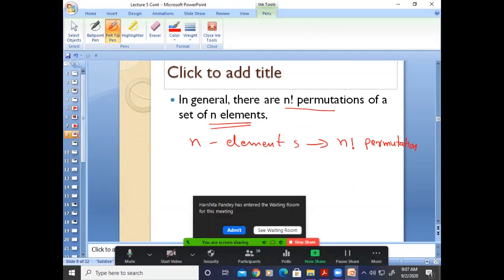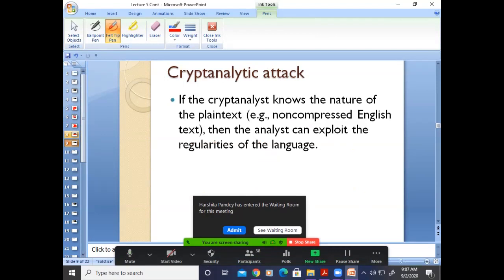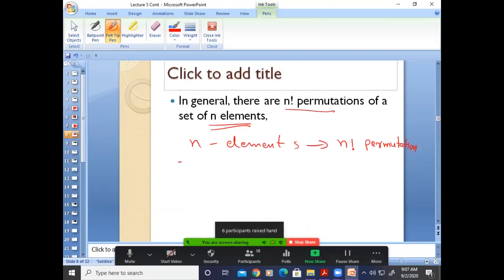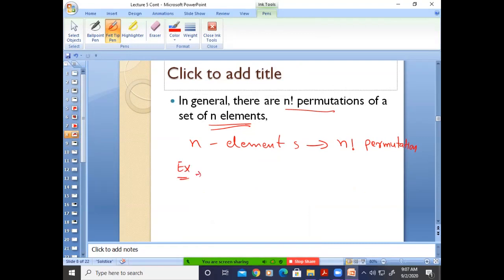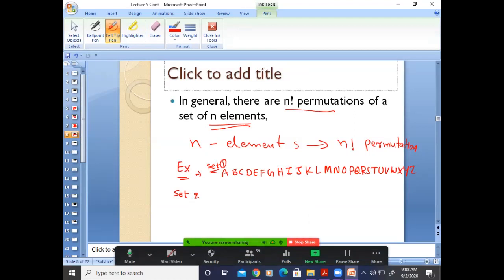So if we see the example, A, B, C, D, E, F, G, H, I, J, K, L, M, N, O, P, Q, R, S, T, U, V, W, X, Y, Z. So these are the 26 alphabets. Now, suppose this will be set 1, which is very direct, no? Set 2 will be something like this.